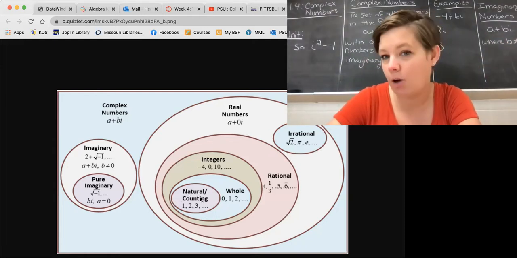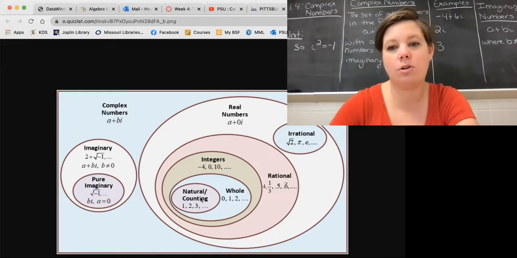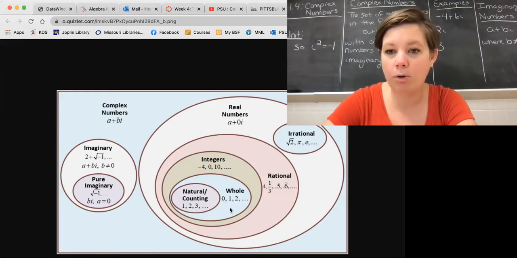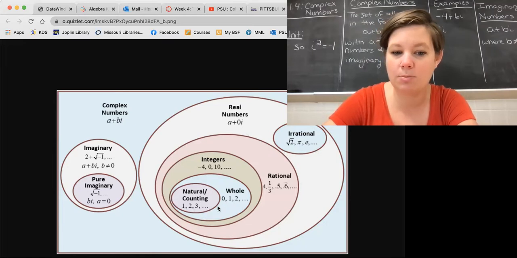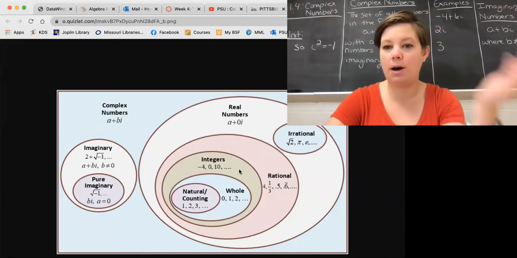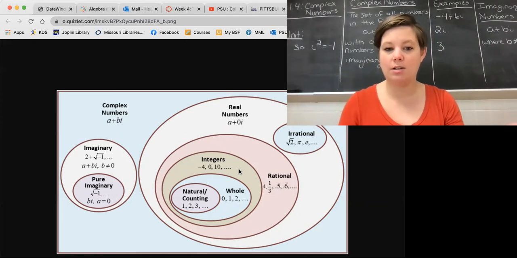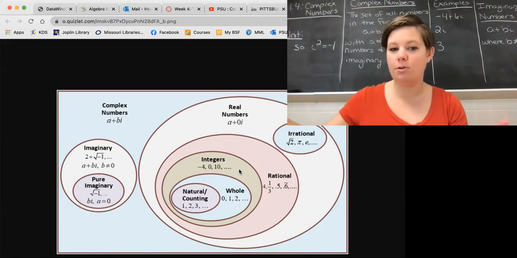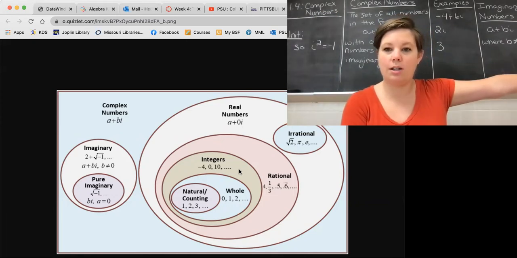Those are, it says counting numbers. So when you start counting, you start 1, 2, 3, 4. Right outside of that are the whole numbers, which are the counting numbers plus the number 0. Outside of that is the integers, which are the positive and the whole numbers. So it's all the whole numbers plus all the negatives.